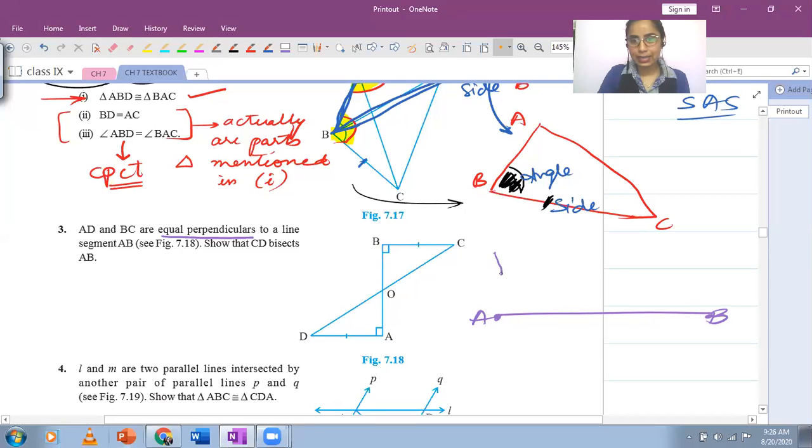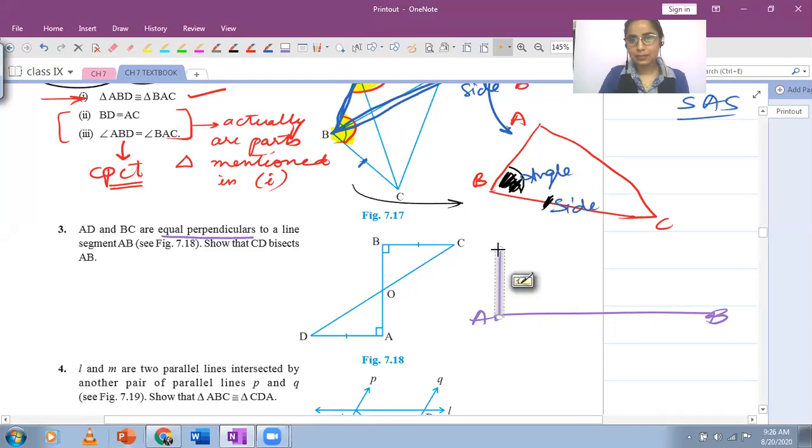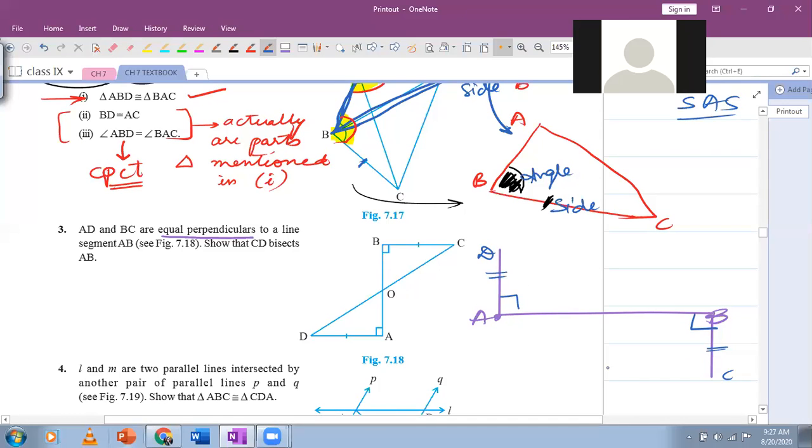So there is a perpendicular AD, and there is a perpendicular at B named BC. And these two perpendiculars are equal. Perpendiculars to the segment. Excuse me, ma'am, in the question, is it indicated that AD will be on the upward side and BC on the downward side? They both cannot be on the same side. They can be on both sides. They can be on the same side also.